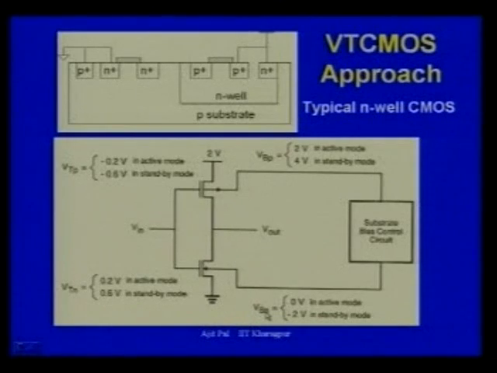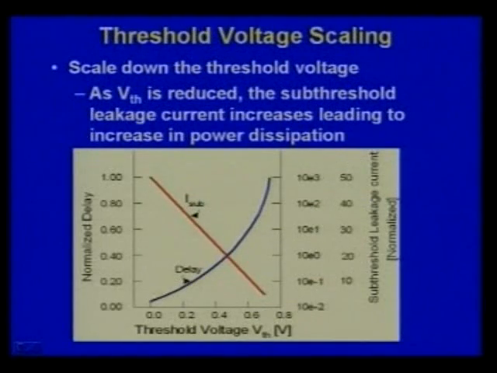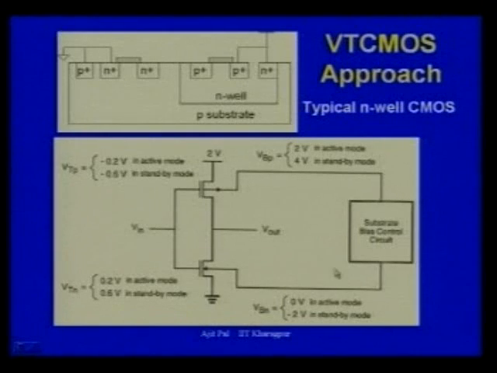We have seen that the subthreshold leakage current depends exponentially on the threshold voltage. So, as you change from 0.2 volt to 0.6 volt, you can see several orders of magnitude reduction in leakage current. That is what is being done in this variable threshold CMOS approach, VT CMOS approach, and this is being done nowadays in many cases. But here you can reduce only the standby power.